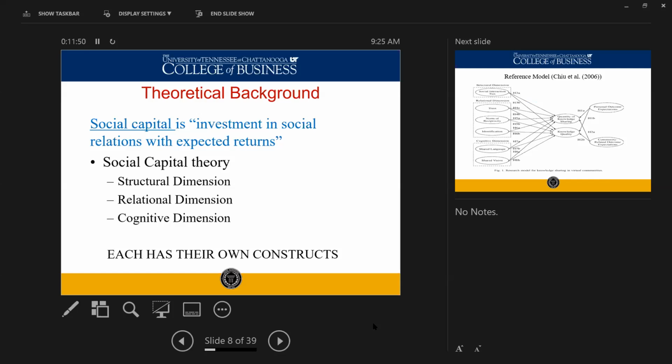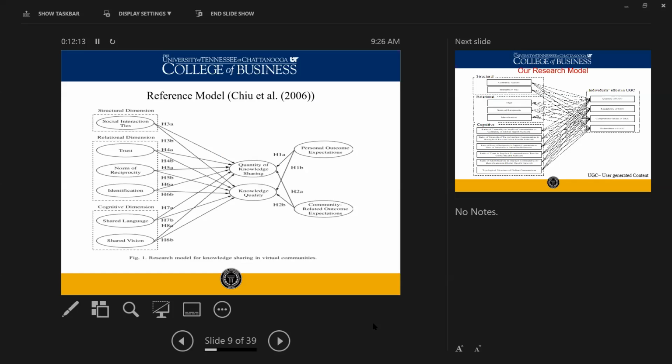Researchers have identified three dimensions of this social capital. The structural dimension, which is the structure of the society, the relational dimension, how they relate to each other, and the cognitive dimension. And each of these dimensions has their own constructs. So the reference model which we are using as a theoretical background is the model by Chu 2006, which was developed.